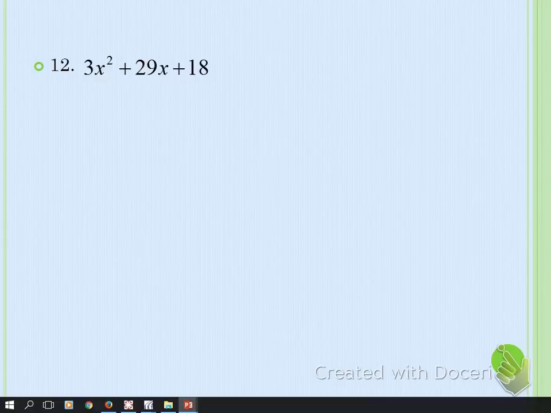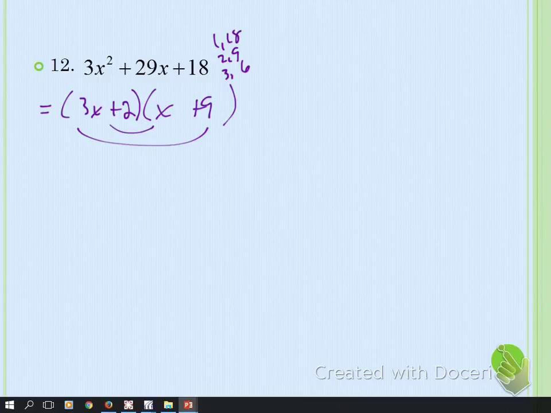Okay, here's 12. Try it, stop the video, start it back up, and see if you're right. Okay, should have 3x plus 2 and x plus 9. If you notice, I didn't even list the negative factors of positive 18, the negative pairs, because two negatives will not add to a positive. So I needed to multiply one of your factors by a 3, add the other one and get 9. 9 times 3 is 27, plus 2 is 29. Boom, there they are.